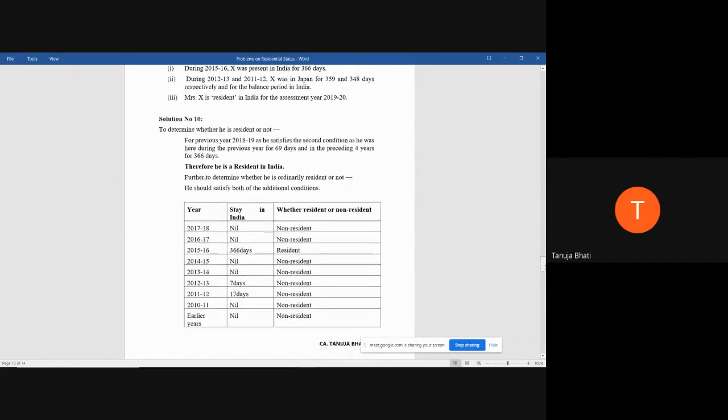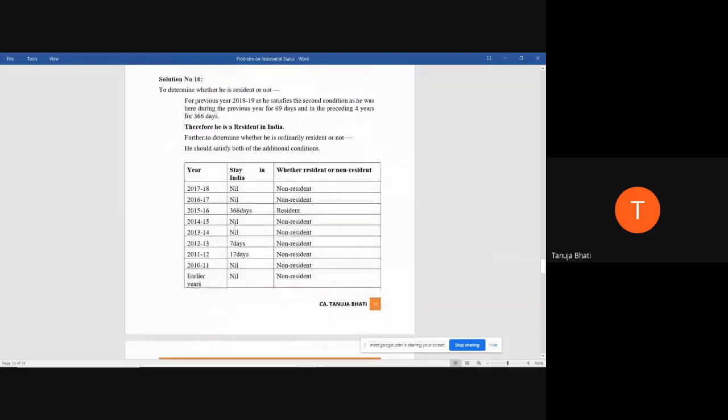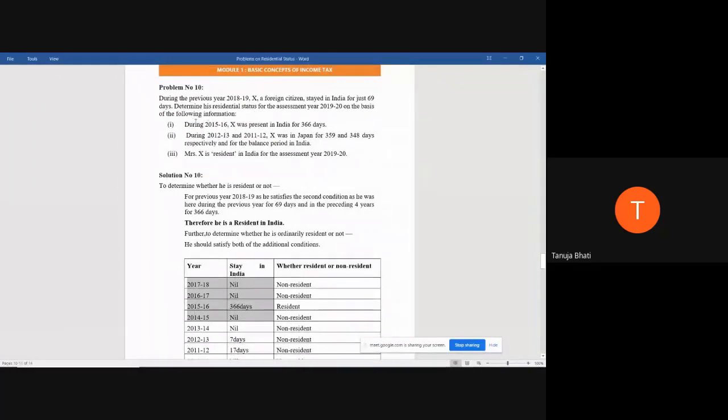365 days or more. Now to check that, we have to prepare a table. Now, what are the 4 years preceding 2018-19? What are the 4 years? It is 17-18, 16-17, 15-16 and 14-15. Now, let us see the number of days. During 15-16, he was only present in India for 366 days. Rest of the years, he was not present in India. Therefore, we took as 0, 0, 0. So, just present for 366 days in 15-16.